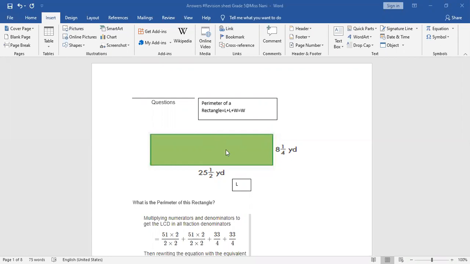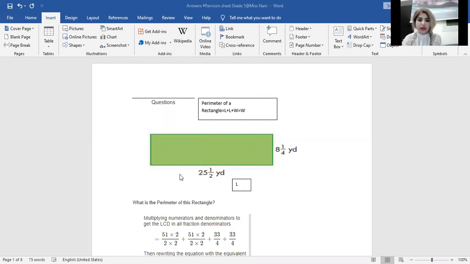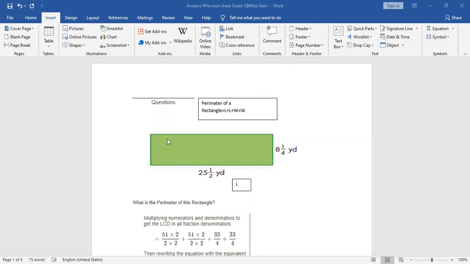Okay, so the first question is the perimeter of the rectangle. So, what's the perimeter of the rectangle? The perimeter of the rectangle is length plus width plus length plus width. Length plus length plus width plus width.